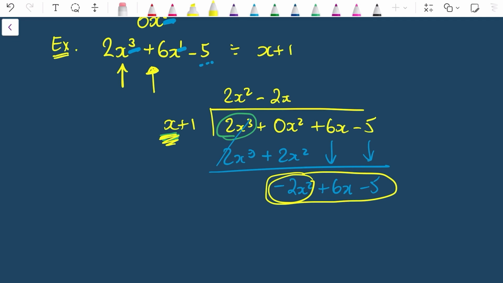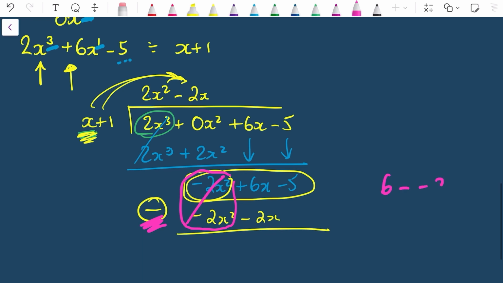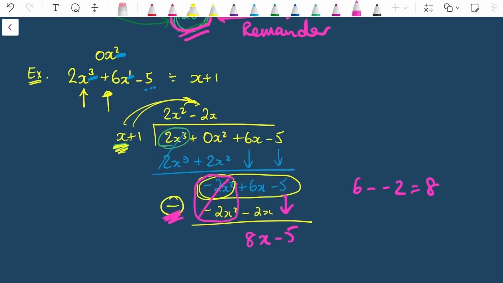I then go and do that. I'll get minus 2x squared. I also go and multiply by positive 1, so I'll get negative 2x. I draw a line and I must remember to subtract. So that very nicely gives me 0. Then I've got 6x subtract negative 2. Well, 6 take away negative 2 will give me 8x. And I've got negative 5 take away 0, and that's just going to be negative 5.